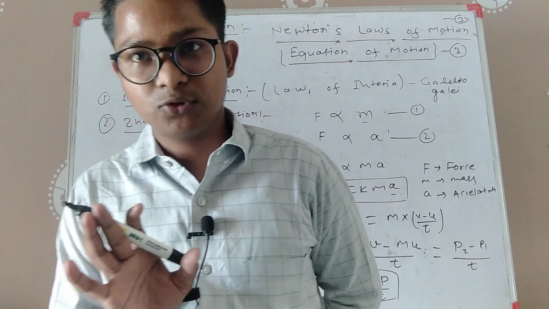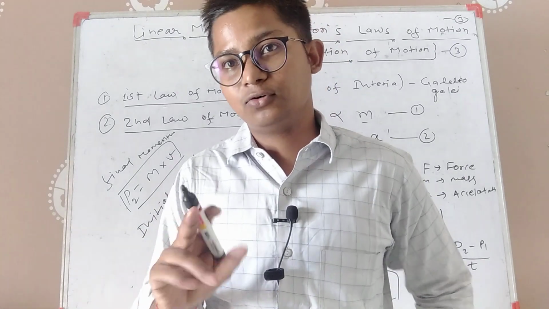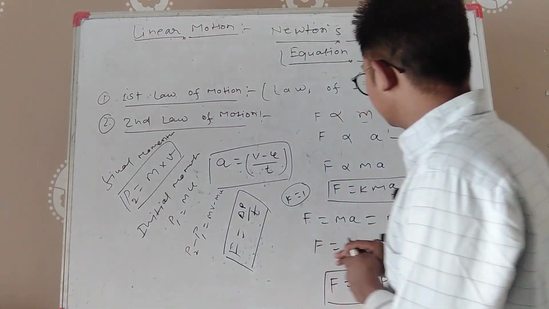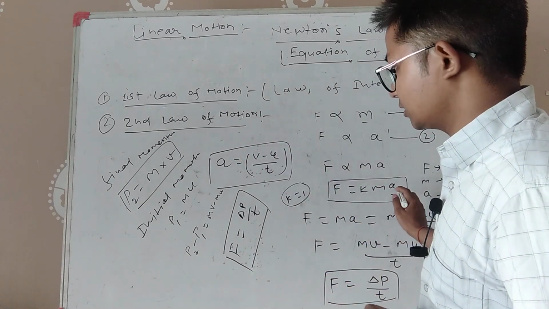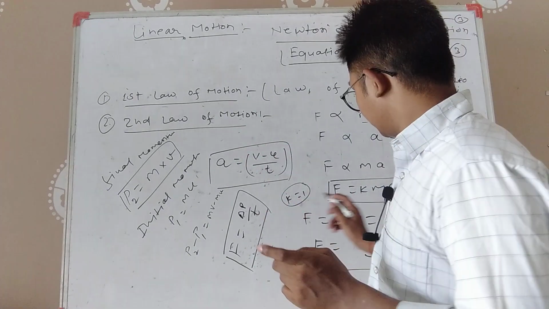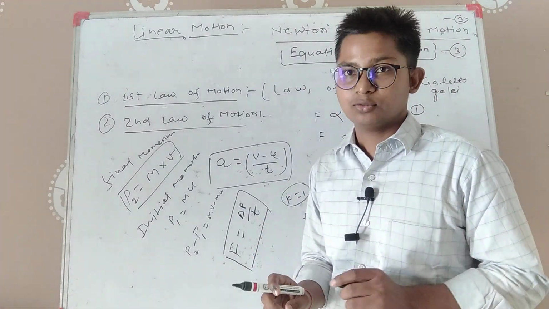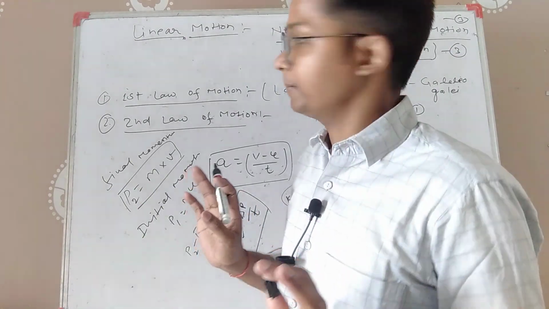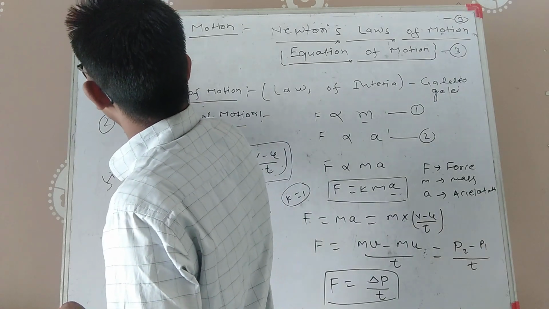So the second law of motion can be described in two ways. First, it is the product of mass and acceleration. Second, it is the rate of change of momentum with respect to time, that is F equal to delta p by t. And here we can see the third law of motion.